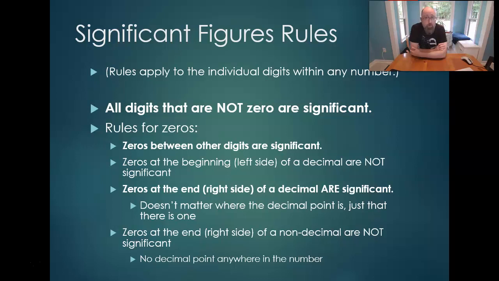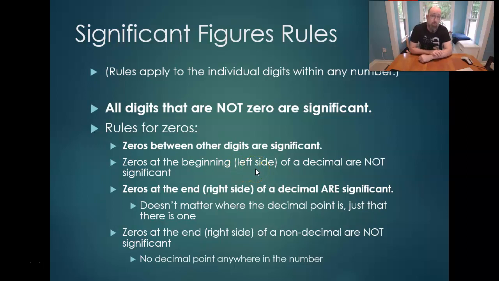All right, the first rule under rules for zeros, I call the sandwich rule. Zeros that are sandwiched between 2 other digits, 2 non-zero digits, are significant. So if I have the number 507, all 3 digits are significant because the 0 is sandwiched between 2 non-zeros.